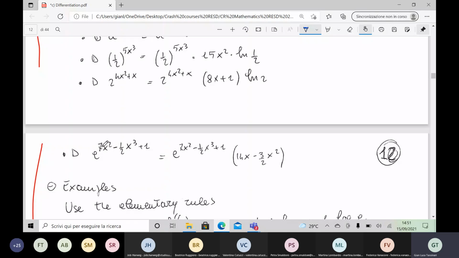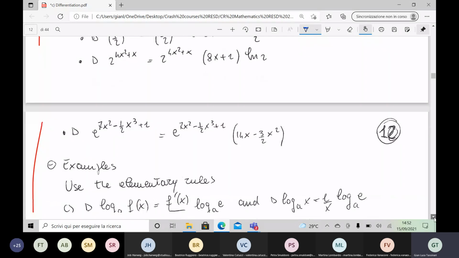So 7 times alpha, that is 2 times 7, 14. The degree of x decreases by 1, so we have 14x. Then we have minus 1 over 2 times x to the power 3. The derivative of x to the power 3 is 3x squared, so minus 3 over 2 x squared, plus the derivative of 1, which is 0. You can omit it.